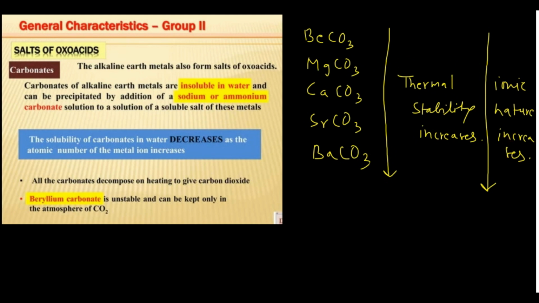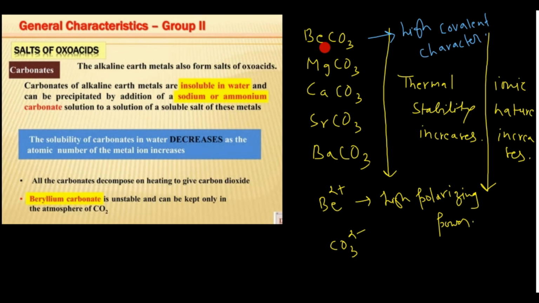So why does this happen? Your beryllium, Be2+, is a very small ion, right? And on this small region, 2+ charge is there. So high charge is concentrated in a very small region, so its polarizing power is very high. What can happen in that case? Say you have your carbonate ion, and when this beryllium 2+ ion comes closer to the carbonate ion, the electrons present on the carbonate ion will be highly polarized by the very small beryllium ion. When this polarization occurs, covalent character increases. So beryllium carbonate has high covalent character. I can write here character, right?